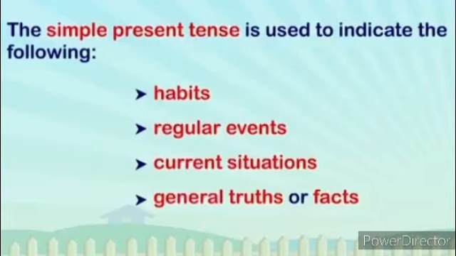Example of current situation. I am unwell. This sentence indicates what is going on now. So the sentence indicates the current situation. Example of general truths or facts. Trees give oxygen. This is a true sentence and you cannot change this sentence. So it shows the fact. This sentence indicates the general truth or facts.